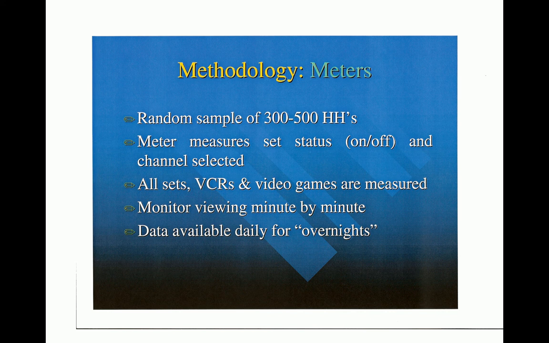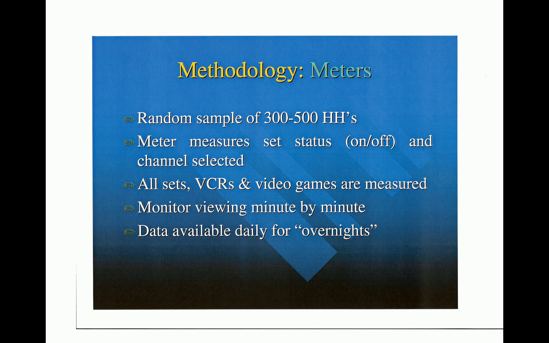So they have preset demographic information, psychographic information. You take random samples of these meters, only 300 to 500 households. That's all it takes to get a statistically rough estimate of what the nation is watching during television watching time. Meters do measure whether the set is on or off, which channel is selected.